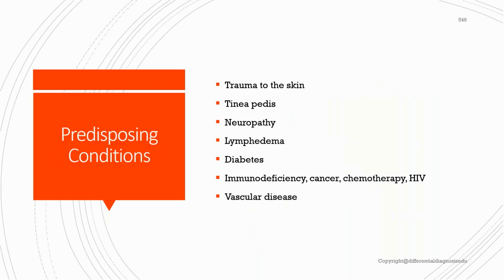So what are the risk factors? So in your history, you'll try to find out any trauma to the skin, any fungal infection. Does your patient have neuropathy, lymphedema, history of diabetes, immunocompromise, any vascular diseases? So for that, you can order vascular Doppler of the lower extremities too.